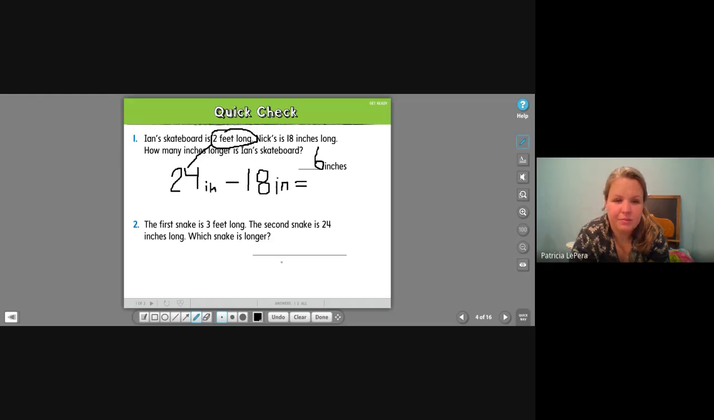This one down here. The first snake is 3 feet long. The second snake is 24 inches long. So which snake is longer? Same example. We need to make sure that we are using the same measurement. So this one is talking about feet, and this is talking in inches. So this time, let's change it into feet. So this one is already in feet. So how many feet is 24 inches? I'm going to circle that because I know I'm changing it.